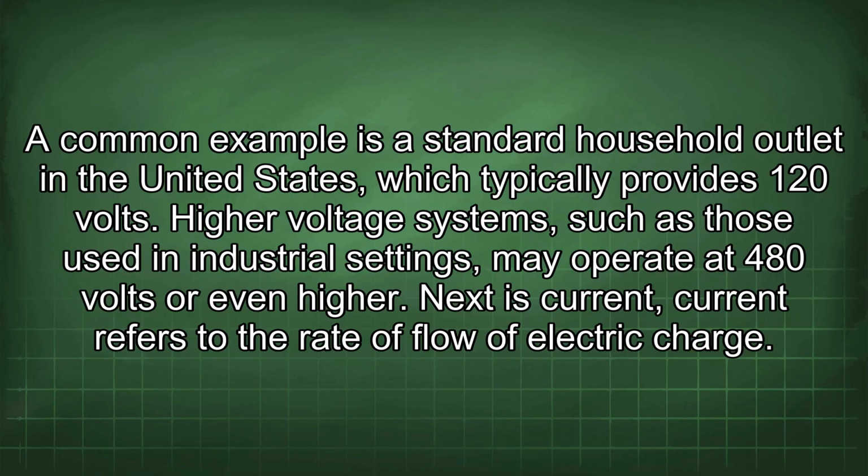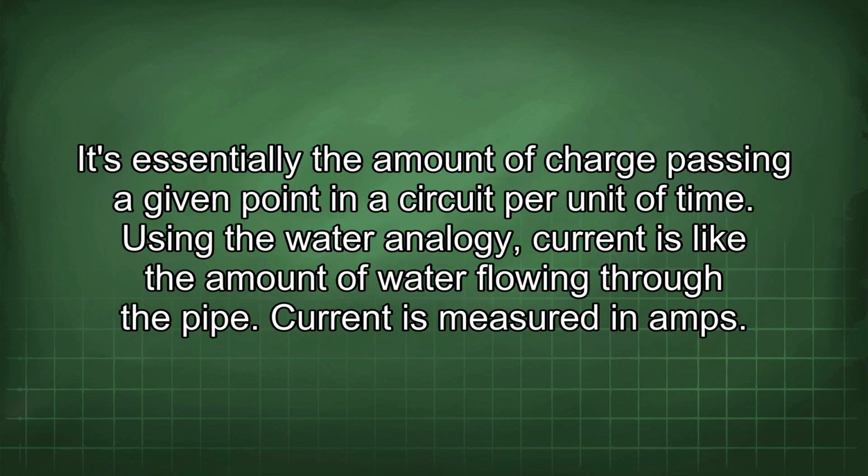Next is current. Current refers to the rate of flow of electric charge. It's essentially the amount of charge passing a given point in a circuit per unit of time. Using the water analogy, current is like the amount of water flowing through the pipe. Current is measured in amps.